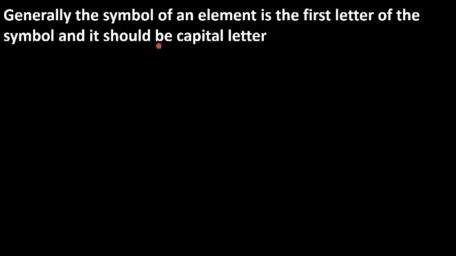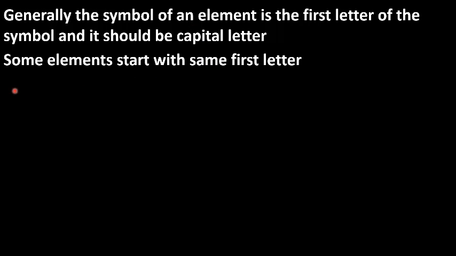Generally, the symbol of an element is the first letter. Then how do we write the symbol? For writing the symbol, we have to follow certain rules. What are those? A symbol of an element has the first letter, and of course that letter should be a capital letter. Some elements start with the same first letter. Already we studied certain symbols in the previous slide. The first letter of the element is taken as symbol.